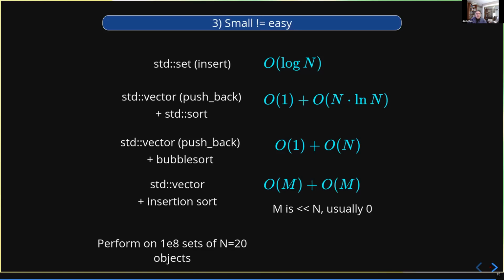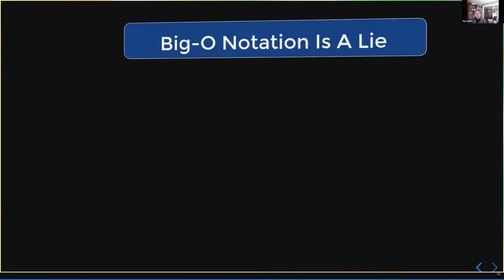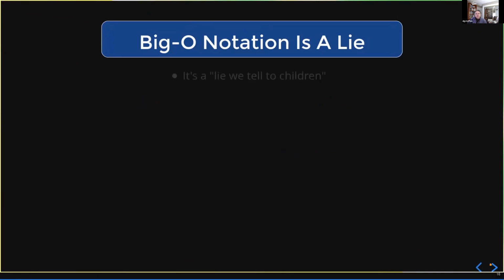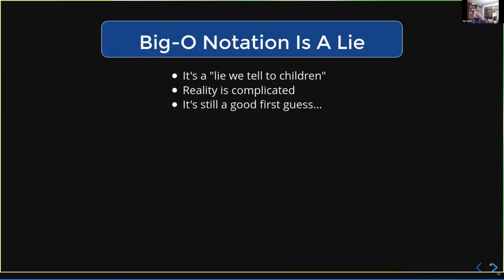All right. And so when you're doing 100 million or a billion of these, the n in your algorithm isn't the important thing. It's how many times you have to run it. And in that case, standard wisdom for what the big O behavior of your algorithm is, again, totally irrelevant. Because the fast ones are the ones that big O notation would say you shouldn't even look at. So the point is that big O notation is a lie. Now, it's not a malicious lie. It's a lie we tell to children, right? Because the universe is complicated. And it's still a good first guess.